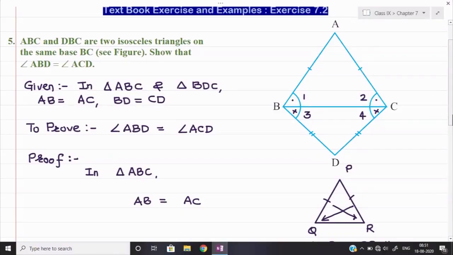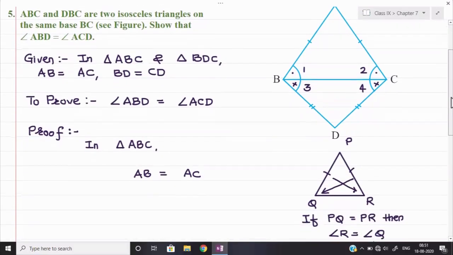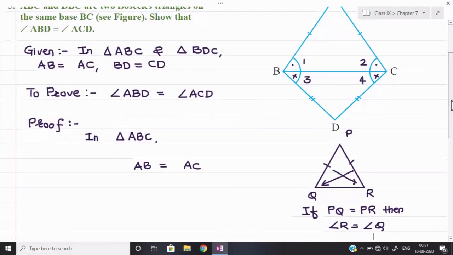So in front of AB, which angle is coming? Angle number 2. And in front of AC, which angle is coming? That is angle number 1. So I will say here angle 1 and angle 2 are equal because they are coming in front of the equal sides. So here we'll say, which implies that angle 1 is equal to angle 2.